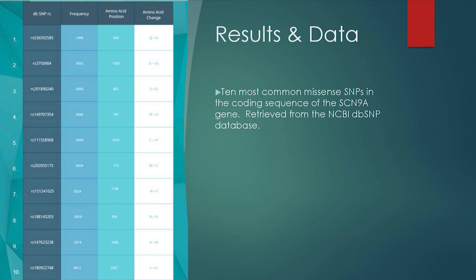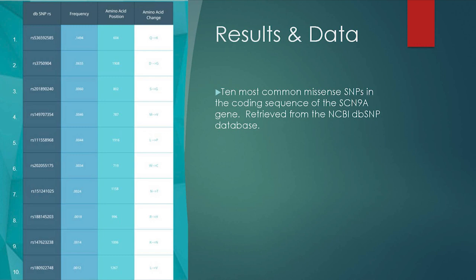Okay, so this is one table for my data. You can see here, these are 10 different SNPs that I explored throughout my research. These aren't just any random SNPs throughout our genetic sequence. These are missense mutations that we talked about before, and these are the most frequently occurring ones in the general population.